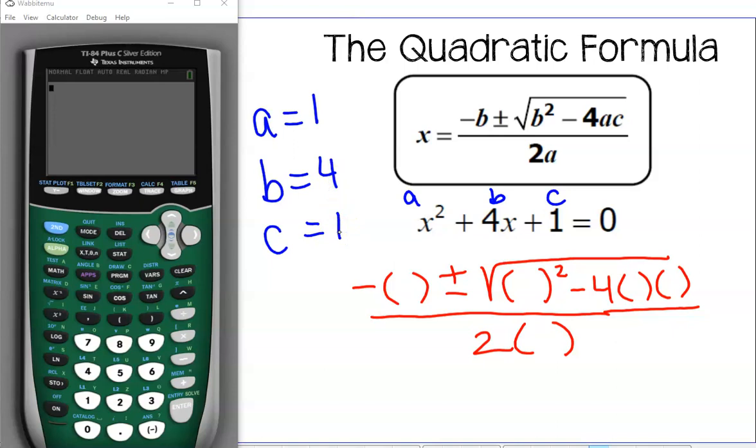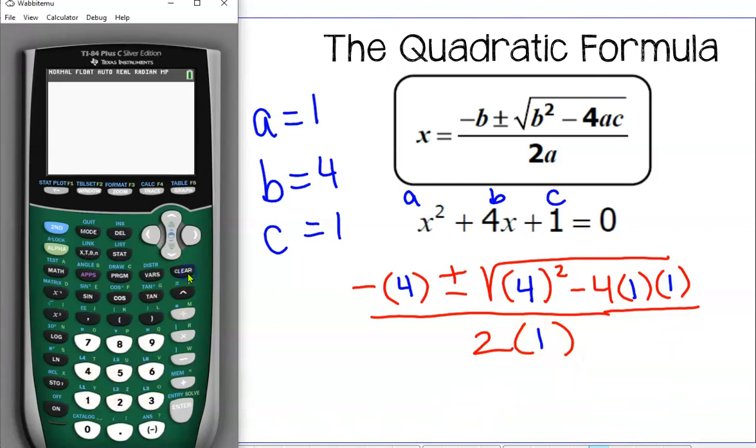Now I'm going to take these values and insert them into my red equation here. The first spot is the B. The next spot is also B. This one here is A. And the last one is C. And the denominator is A. So that's the only work that you need to do. The rest we'll do on the calculator.